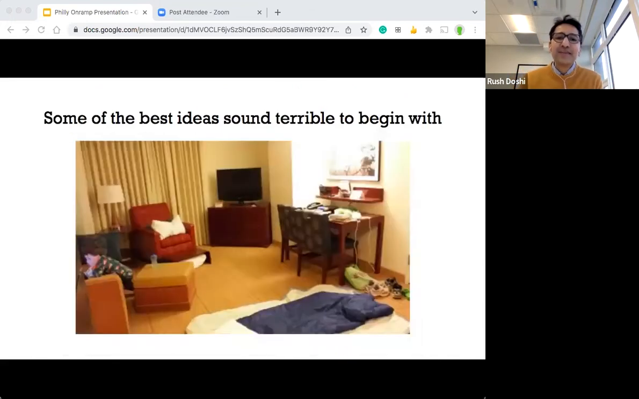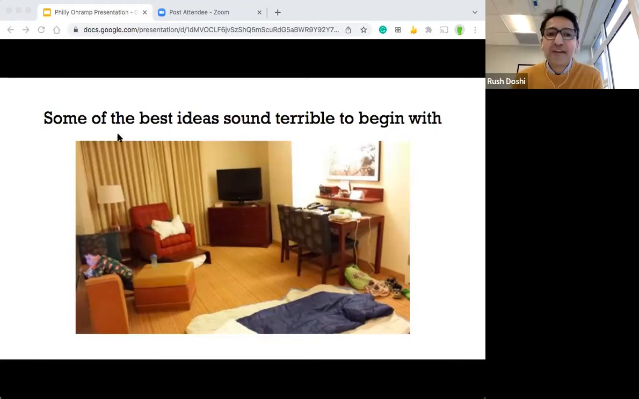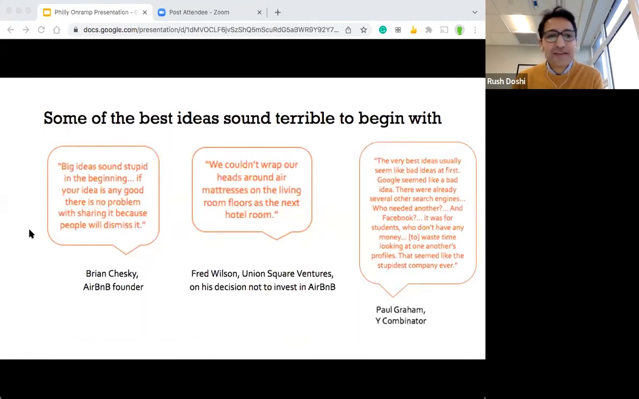And an example of that is this one here, right? Anyone have a sense of what this could possibly be? What is this idea, just based on this visual? You want to make a guess? Fill in the chat. That's right. Well, Jen, you are correct. That is Airbnb, right?